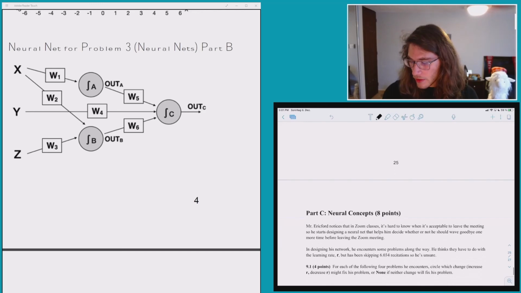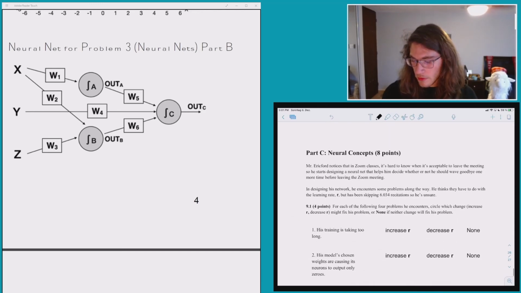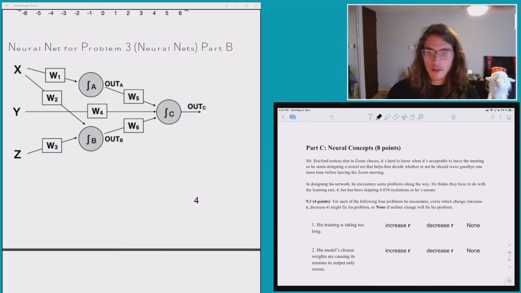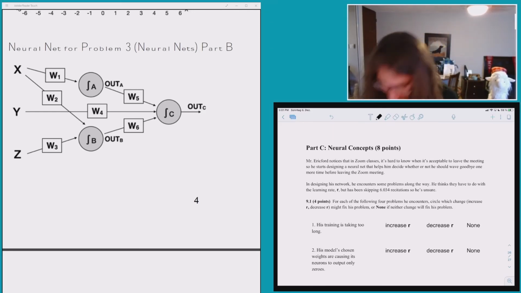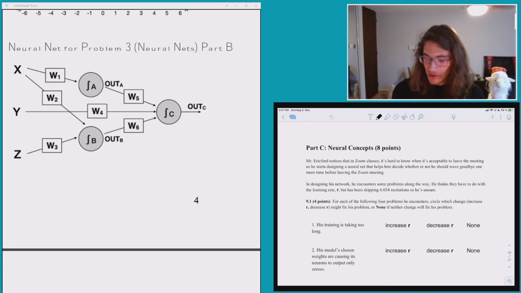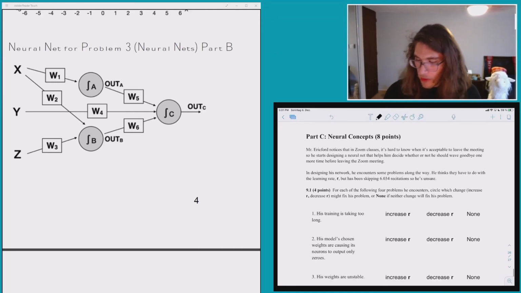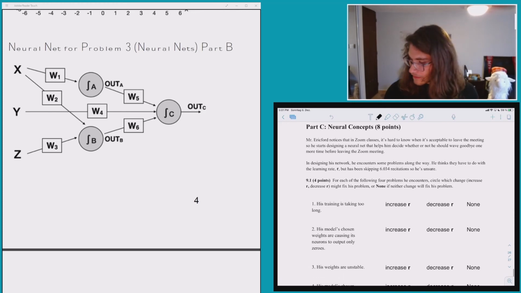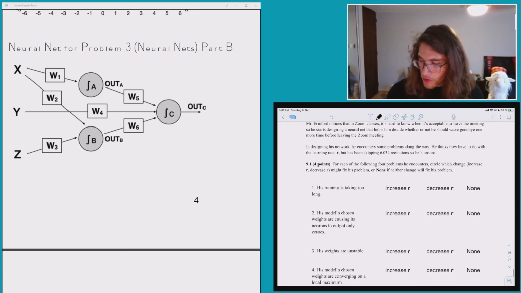And last but not least, we have some conceptual questions on neural networks. I believe that's no, sorry, that isn't the last question, but we're getting there. I trust that you've read the prompt already. Now let's talk through some of these concepts.